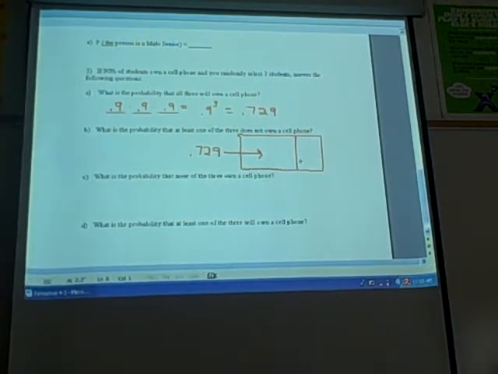The other possibility is if you're over here, that instead of all 3 of you owning a cell phone, at least one of you doesn't own a cell phone. So these 2 events are complementary, or complements. Either all owning a cell phone, or at least one not owning a cell phone. So how would I find this answer for over here? 1 minus. Good. 1 minus 0.729. That'll be the answer to this question. 0.271. So the answer for B, 0.271.